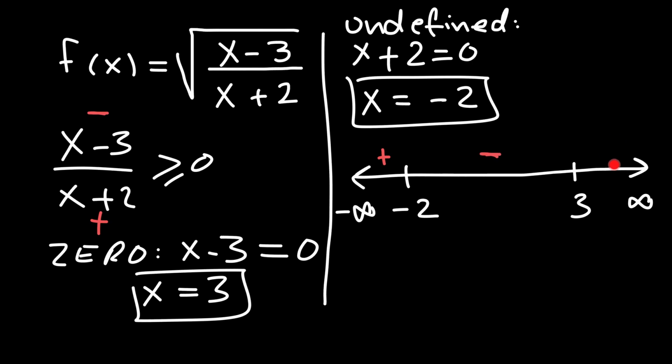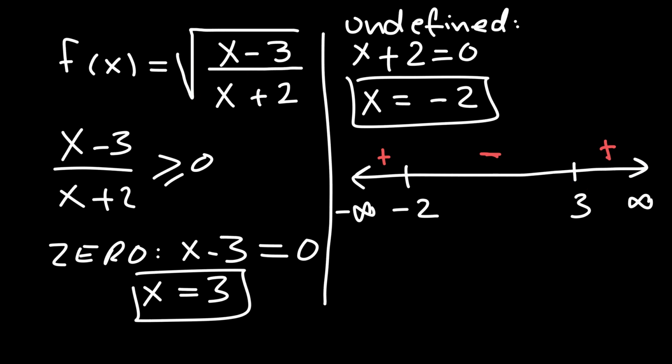Let us jump into the third interval between 3 and infinity. Let us take 4, for example, and we will plug it here. So 4 minus 3 will give us 1, which is positive. 4 plus 2 equals 6, which is again positive. So positive divided by positive will give us a positive number. Now, since the fraction in the radical should be greater than or equal to 0, then we will go with the first range and the third range. The second range, we will have a negative sign, and we cannot have a negative sign under the radical.